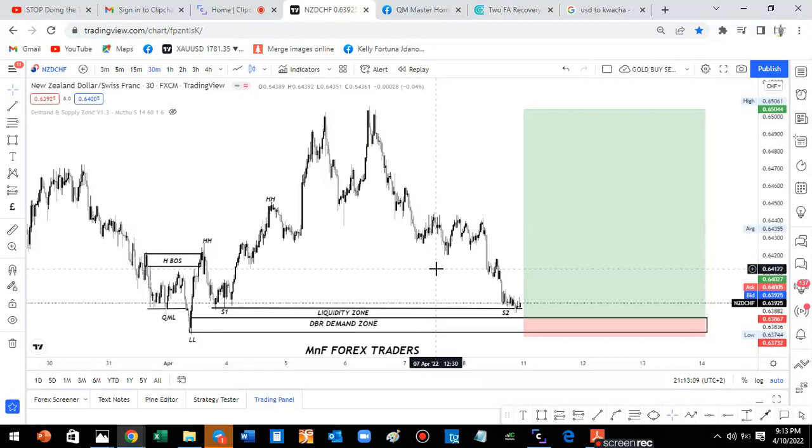Please take time. Don't rush into entering this particular trade. Wait for your confirmation. And if you were in our private community, we're going to take this trade with us as soon as we have the confirmation.